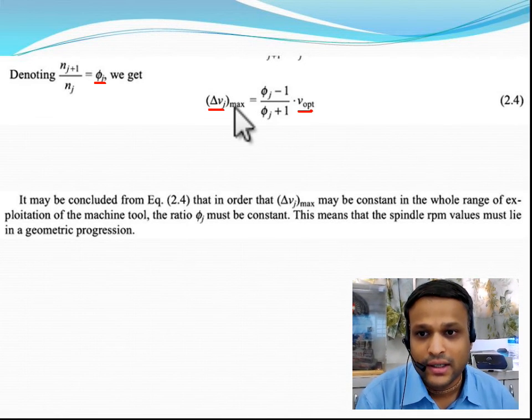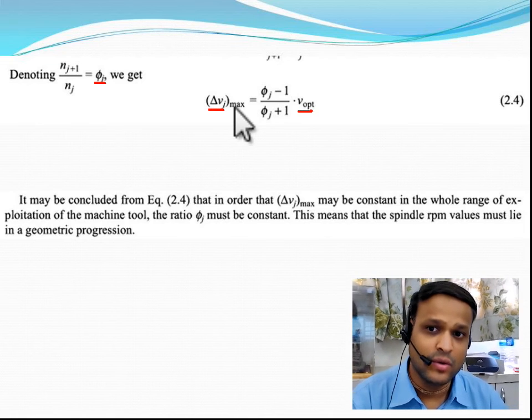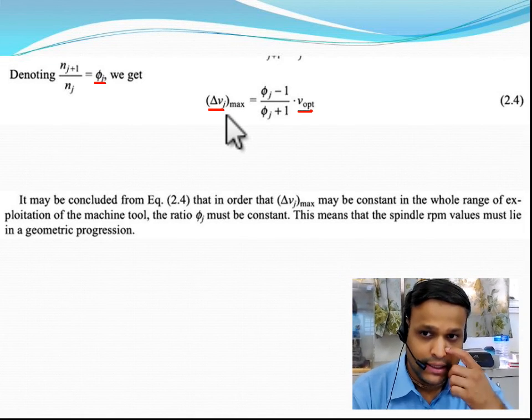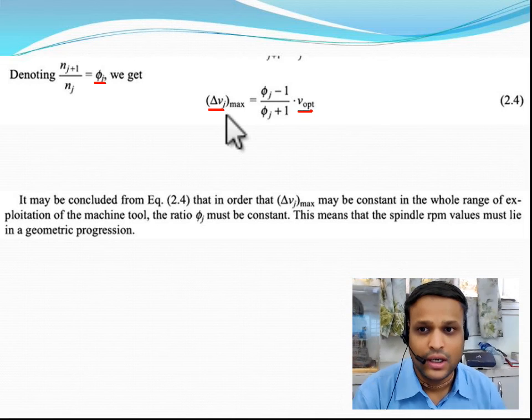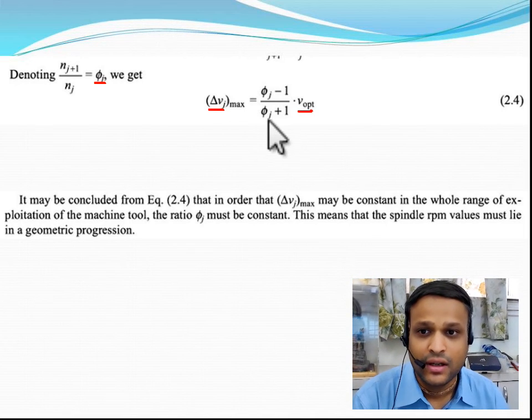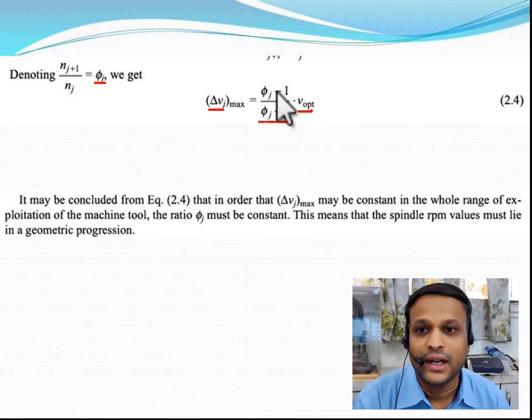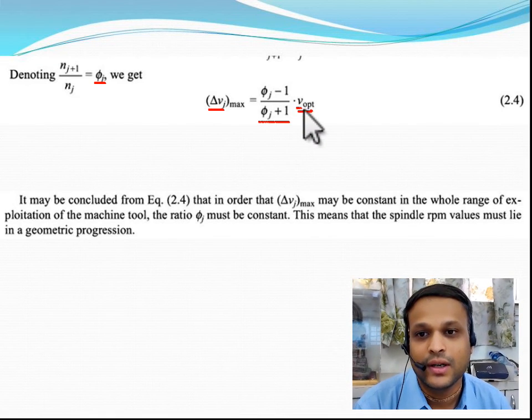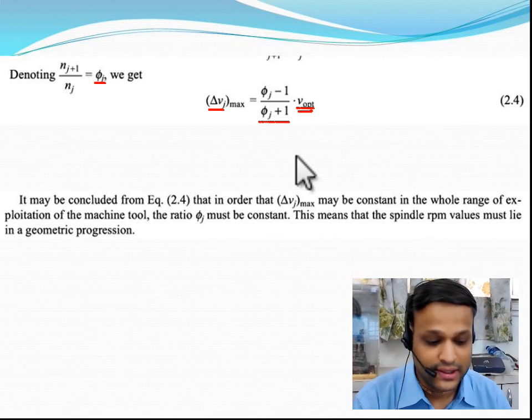That is the nature of a geometric progression. So no matter which speed range you're working in, your delta Vj max, the maximum deviation of your cutting speed from the ideal speed, will always remain constant, and this will be a function of this expression, that is (phi j minus 1) by (phi j plus 1) times V optimum. So this is how we have obtained this.